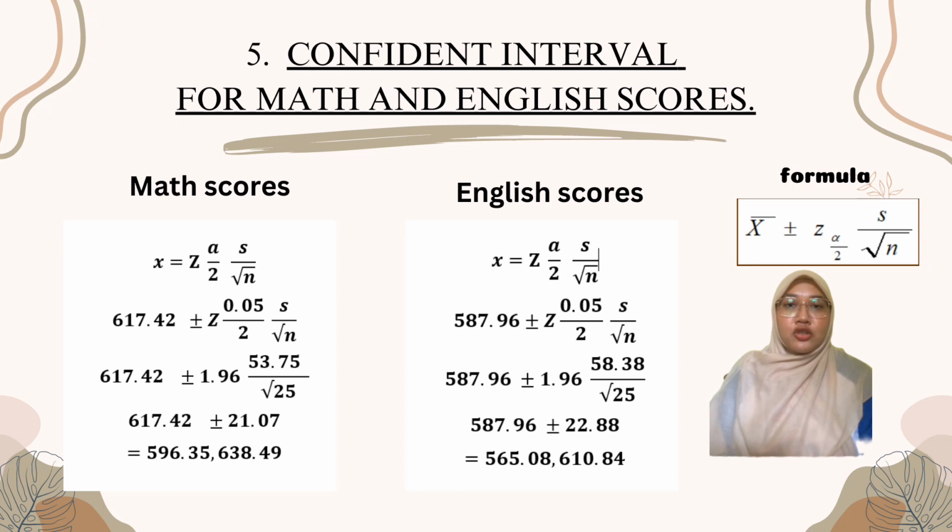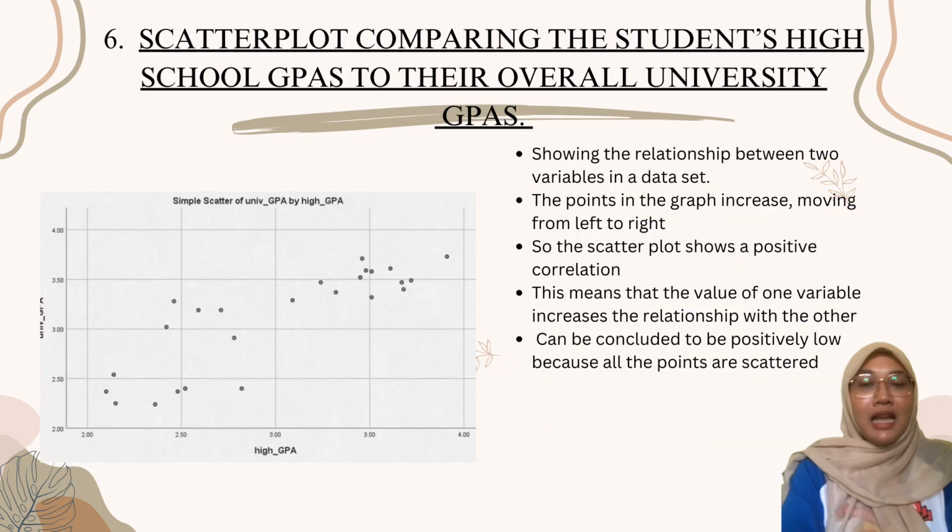587.96 plus minus 22.88. The answer is 5.08 and 610.84. The next is a data plot incorporating the students' high school GPAs and their overall university GPAs.